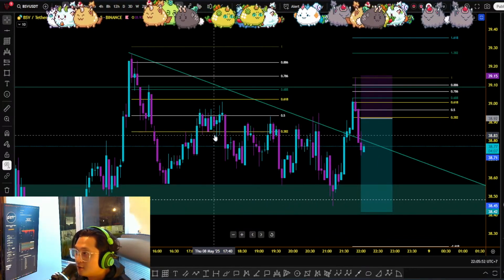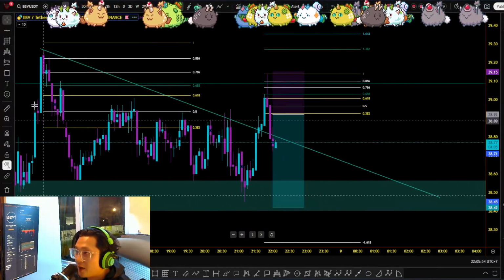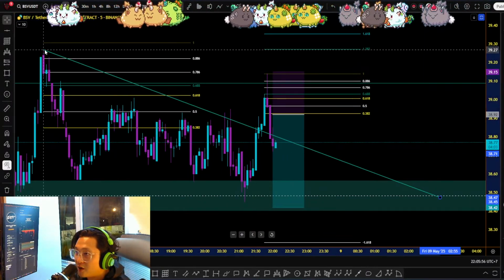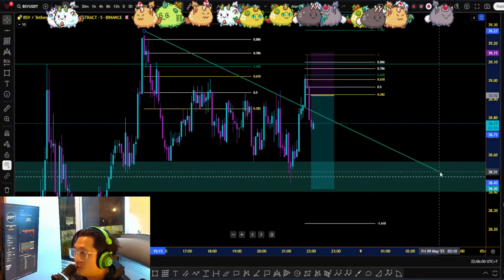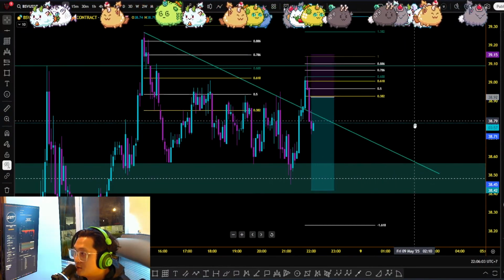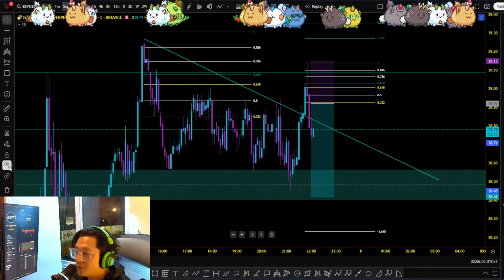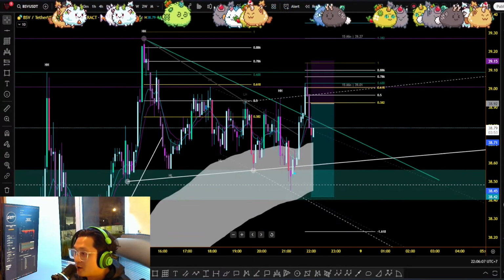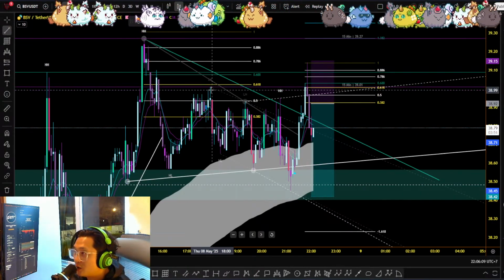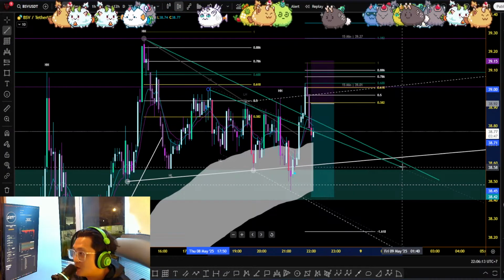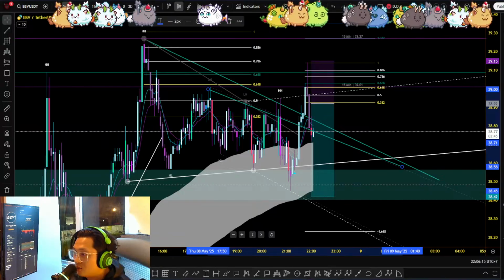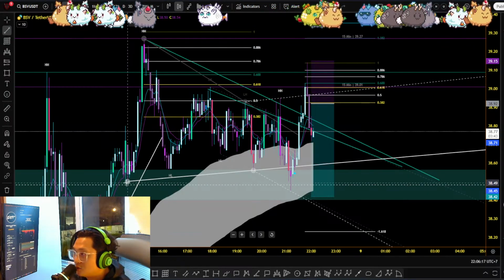What you see here, it's going back to the down sloping trend line. So this is a false break. See the clear false break here. We also got a down sloping trend line from here. We got 2 down sloping trend lines. We got also here.